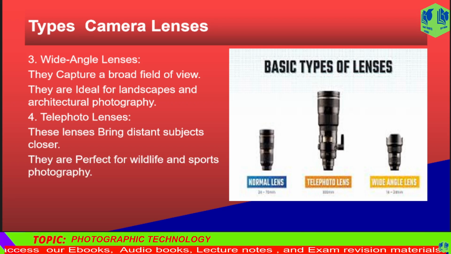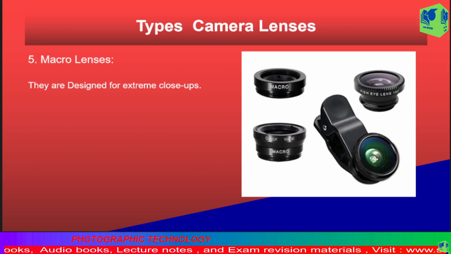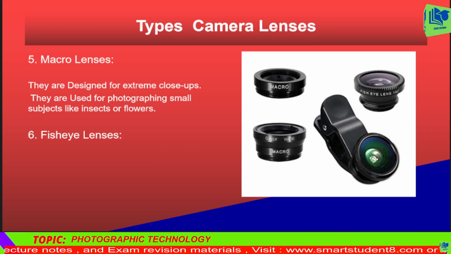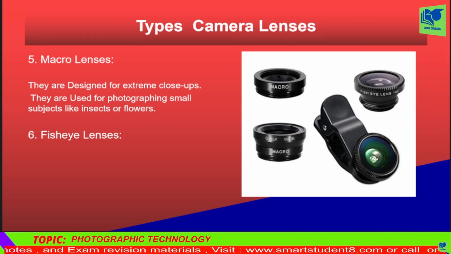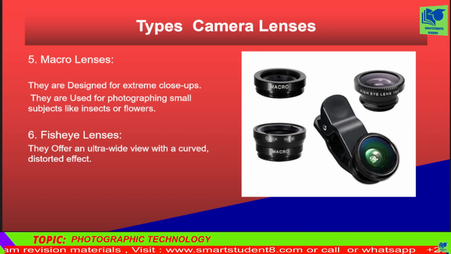5. Macro lenses. They are designed for extreme close-ups. They are used for photographing small subjects like insects or flowers. 6. Fisheye lenses. They offer an ultra-wide view with a curved, distorted effect. They are often used for creative shots.